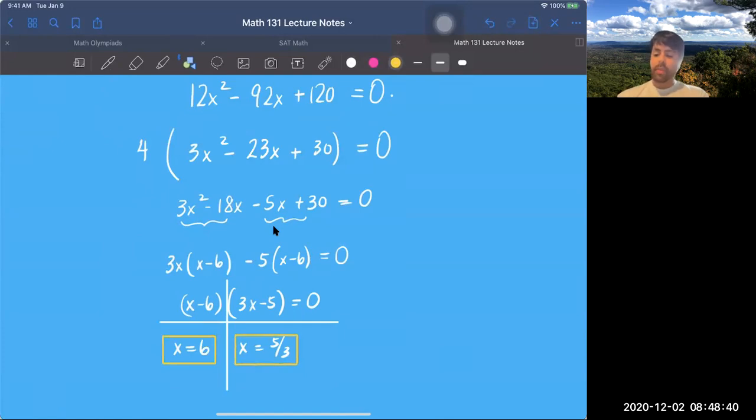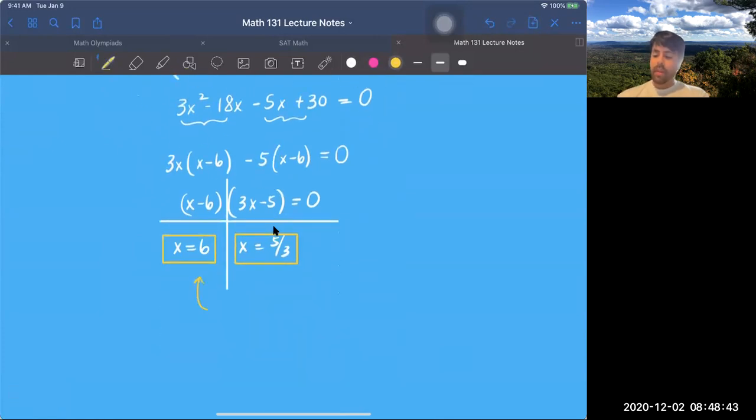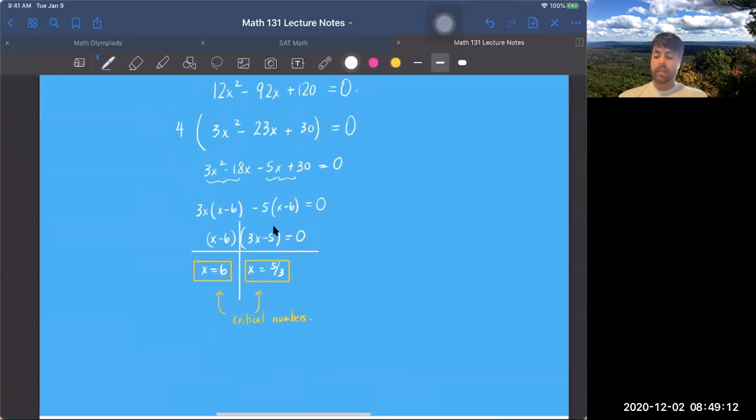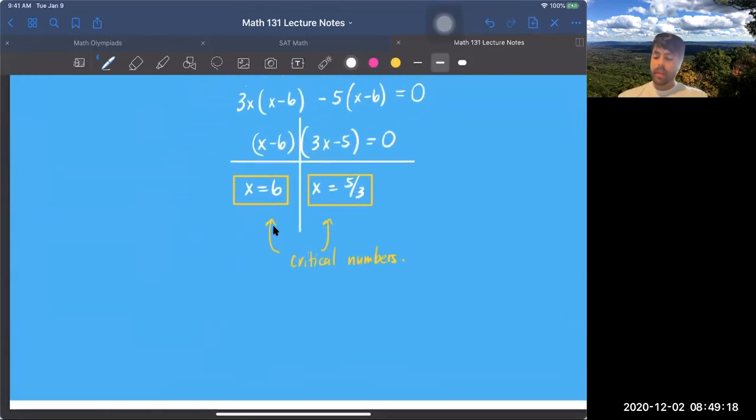I get two critical numbers. Now the question is, which one will produce the maximum? You can't have both of them. I mean, maybe you can, but most likely not, right? You're not going to have both being the right dimension. So how do we determine which one is the maximum, which one is the min? We can use what? The second derivative test.